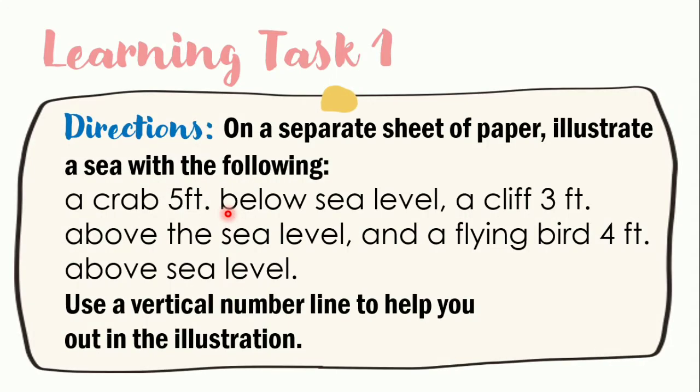Now, let's have this learning task number 1. On a separate sheet of paper, illustrate a sea with the following. So we have a crab 5 feet below the sea level, a cliff 3 feet above the sea level, and a flying bird 4 feet above the sea level. We will use a vertical number line. So sabayan nyo ako mag-drawing. So we have a vertical number line.